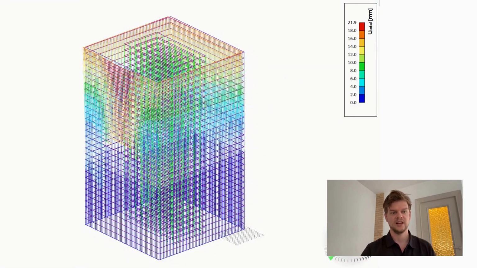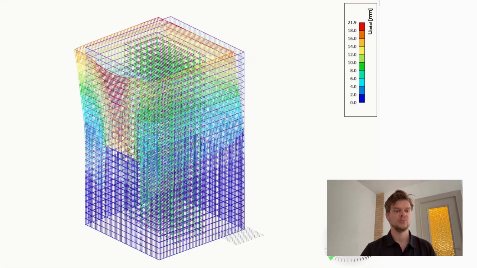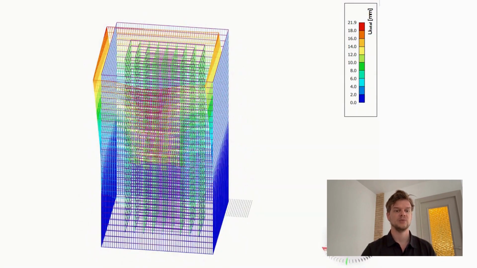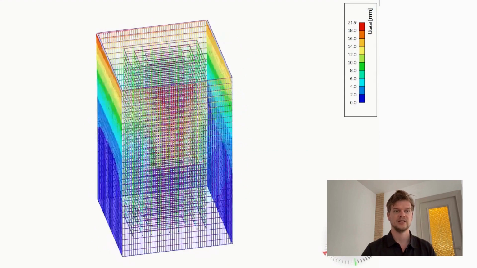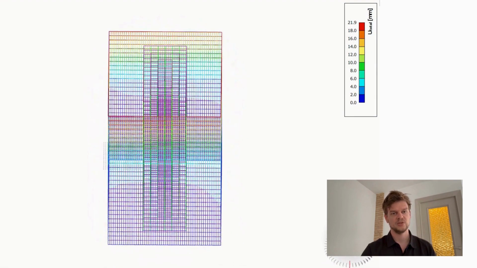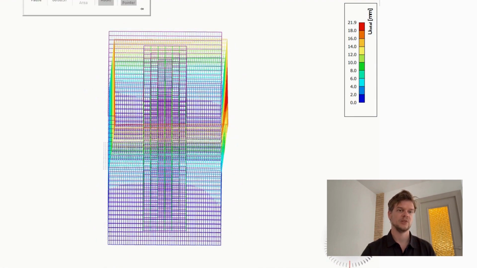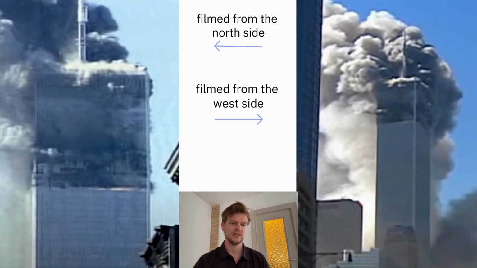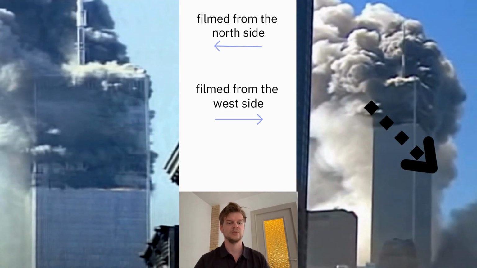Now let's look at the outer ring columns. The movement is similar to what we observed in the core, but it's a bit more visible here. Interestingly, the deflection of the outer ring is actually smaller than the deflection we saw in the core, but mostly focused horizontally. Now, real footage from the north side, left, and west side, right, of the building.